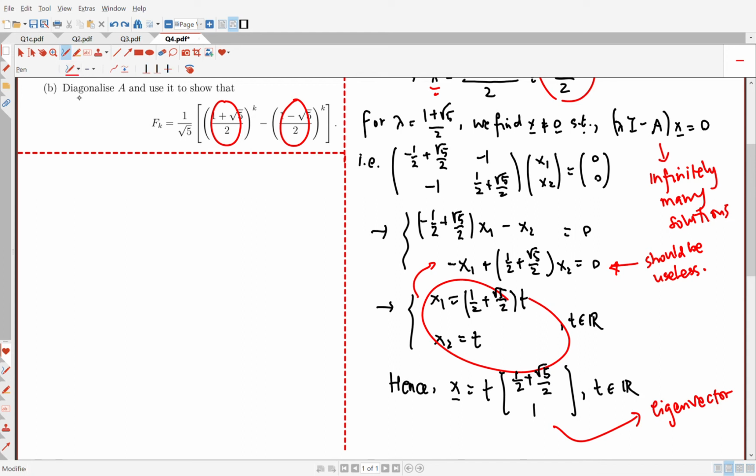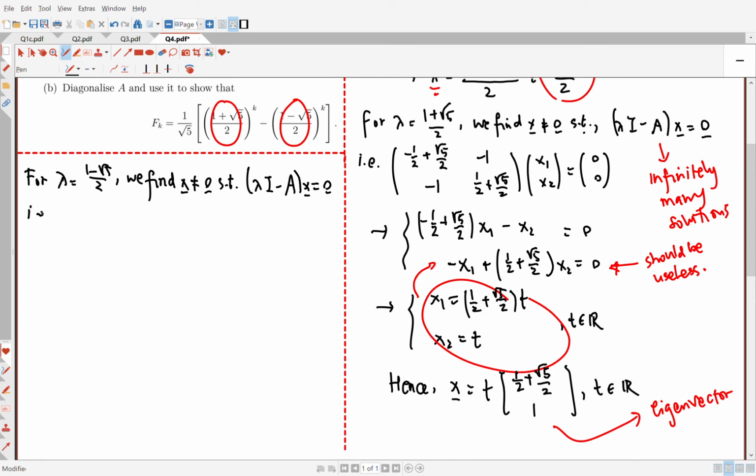So for lambda equals (1 minus square root 5) over 2, we need to find x that is not 0, such that (lambda I minus A) times x is equal to the 0 vector.